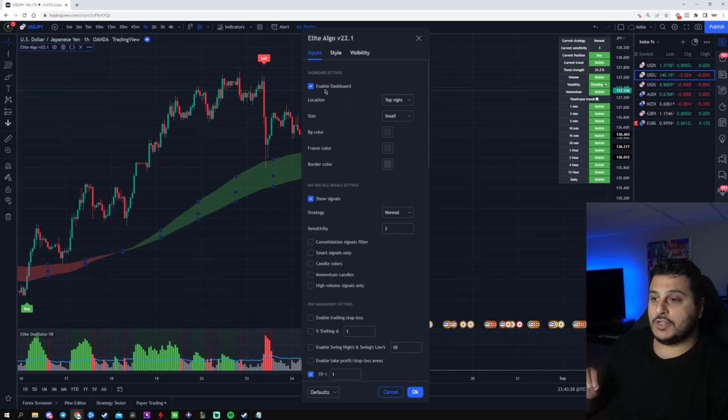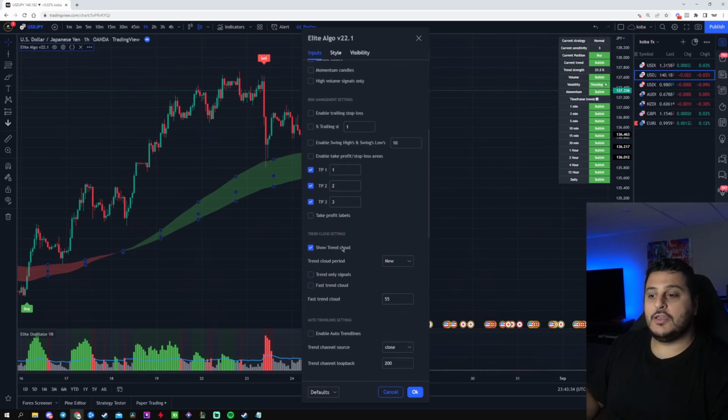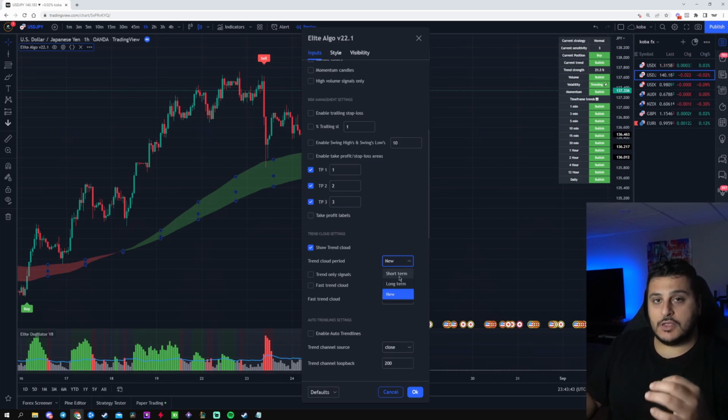Next, you want to make sure that the dashboard is enabled, which is this box that you see right here. And then you want to go down and make sure that you have the trend cloud enabled as well right here by checking off show trend cloud. You can have it under any one of these trend clouds. Again, that part is preference to what you like best. That's the settings for EliteAlgo.